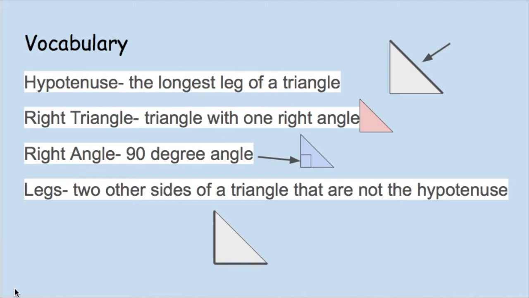Now, some quick vocabulary for the lesson. First word is hypotenuse. Hypotenuse is the longest leg of a triangle, as you can see demonstrated in this picture. When working with Pythagorean theorem, we're going to be looking at right triangles. A right triangle is a triangle with one right angle, and a right angle is a 90-degree angle, as you can see in this image. Legs are the two other sides on a triangle that are not the hypotenuse, as you can see here.